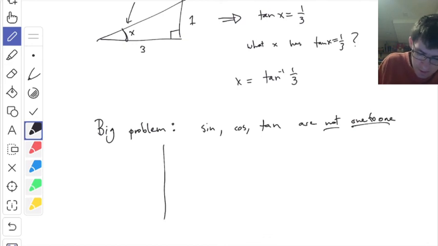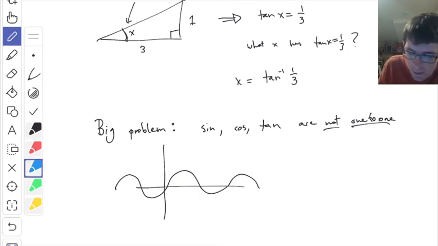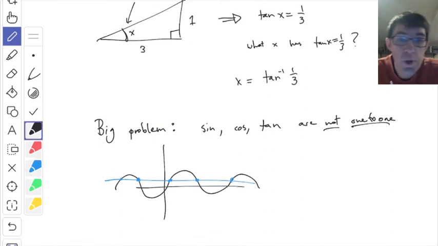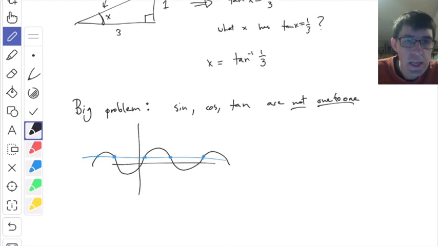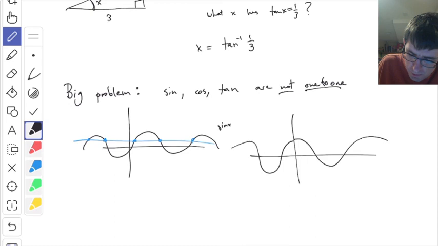You know, sine of x looks like this, right? Definitely not one-to-one. Remember, one-to-one means that if you draw a horizontal line, it will only intersect the graph once. But here, a horizontal line will intersect the graph of sine of x infinitely many times. So it is definitely not one-to-one. It's like infinite to 1. This is sine of x. Cosine has the same issue. It's just sort of offset a little bit in the picture, right? This is cosine of x.